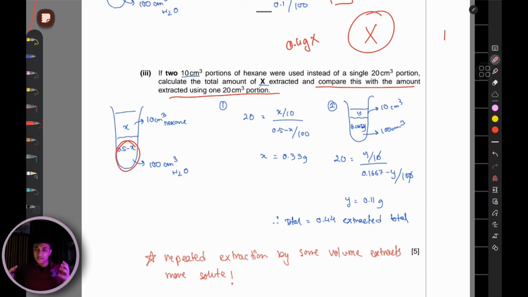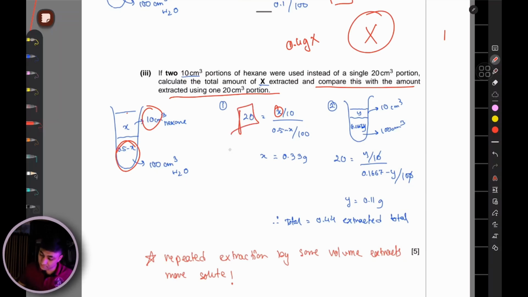Now, to carry this out, I'm going to consider the amount of X that has been extracted to be X, right? So let's consider X grams of X has been extracted into hexane when there is 10 cm³ of hexane. And I can solve for this X since I know the KPC.